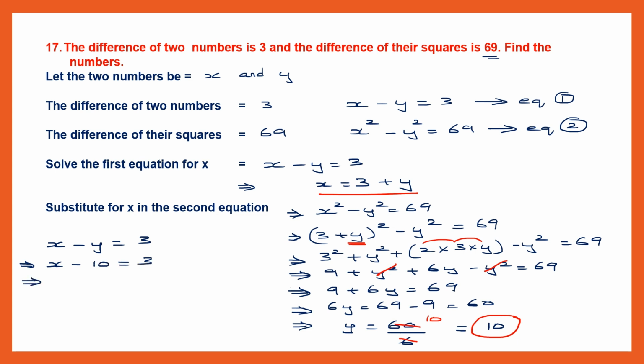So now we can find the value of x. X is equal to 3 plus 10, that is 13. So now we have found both the numbers. X is 13 and y is 10. So we've got the numbers x and y. Remember, in the beginning we said let the two numbers be x and y. So we found x to be 13 and we found y to be 10. So the two numbers are 13 and 10.